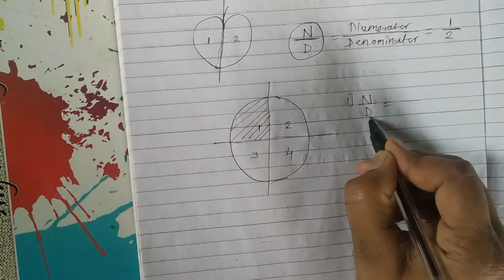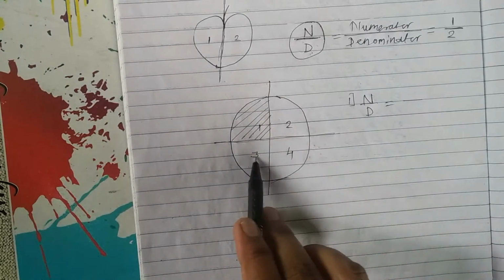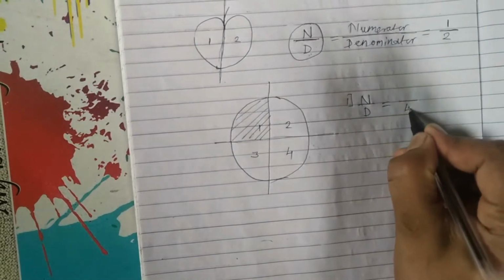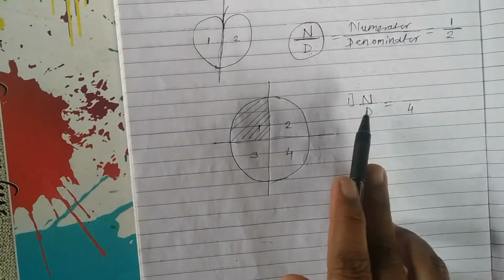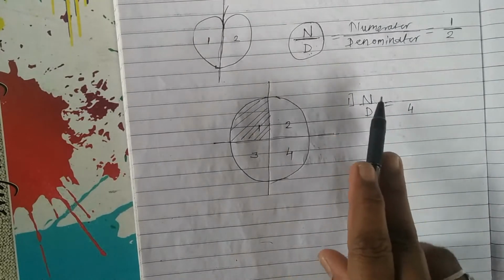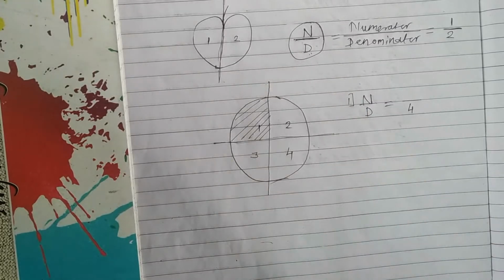As I told, denominator means total parts in the chapati. How many total parts, students? 1, 2, 3, 4. So 4 will be downside. Remember always D for denominator, and denominator is down.